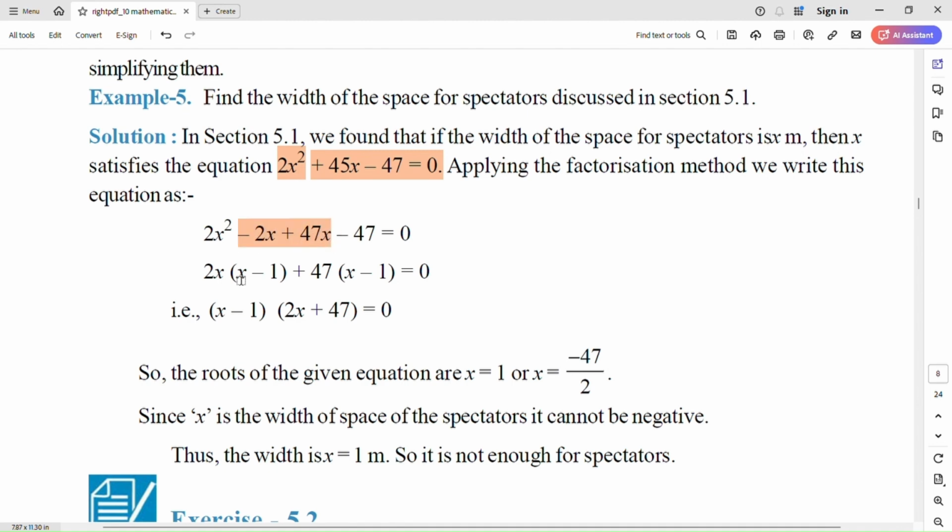Okay, and then x minus 1 is a common term. So x minus 1 into 2x plus 47 equal to 0 is the final factorization. From that we can say that x equal to 1 or x equal to minus 47 by 2. Okay, now given the problem, the space for the spectators cannot be negative, right? So we should avoid this root. It cannot be negative, so the only possible value is x equal to 1.